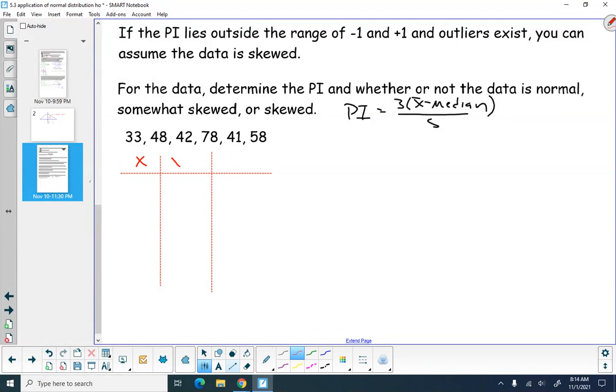We have x, x minus x bar, and x minus x bar squared. The data values are $33, $48, $42, $78, $41, and $58. First thing we calculate is our x bar, so we can add them up, divide by the total number of values, and we calculate our mean.